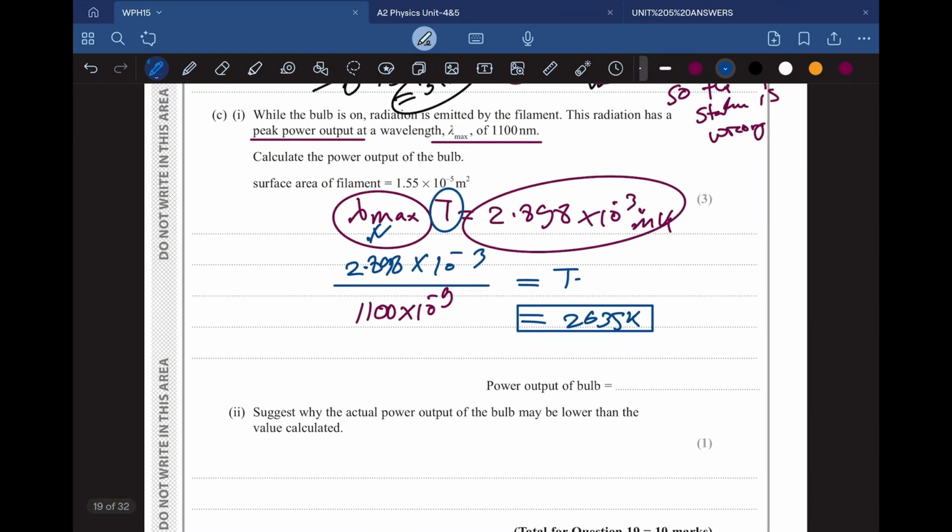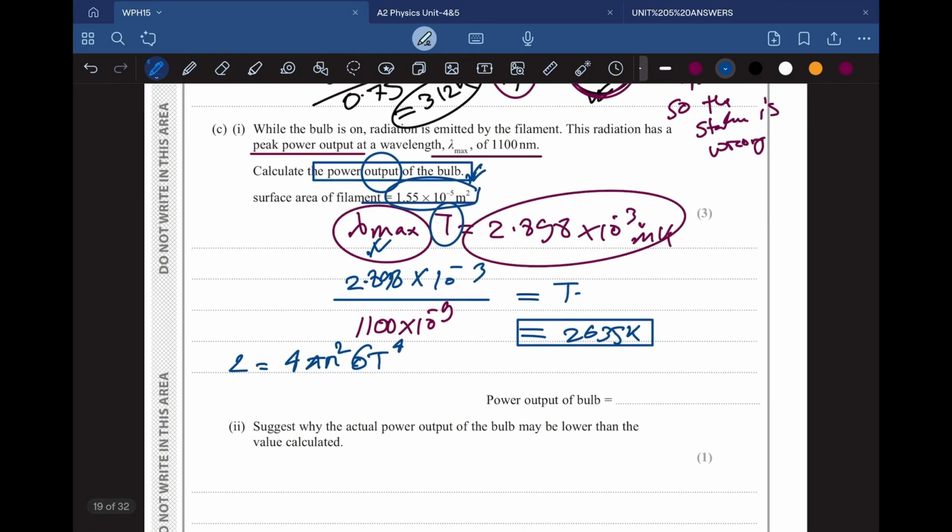Now the next question says calculate the power output of the bulb, and they have given us this surface area. We know the power output of the bulb is actually the luminosity. How bright the bulb is, or how glowing the bulb is. The greater the power output, the more the bulb will glow. The formula of luminosity is 4 pi r squared sigma temperature to the power of 4. Now they have given us the surface area, and this includes the 4 pi r squared part, right? So we can rewrite the formula as area into sigma into temperature to the power of 4.